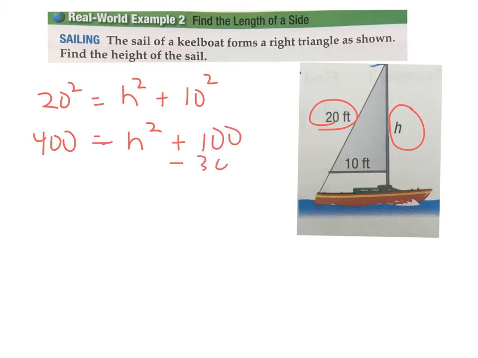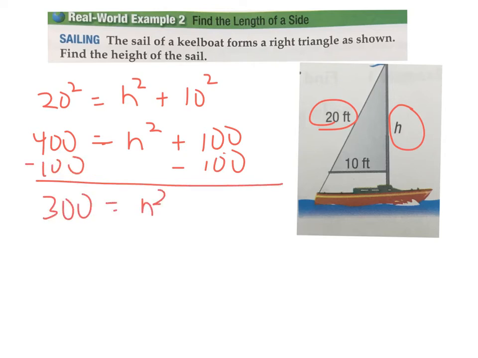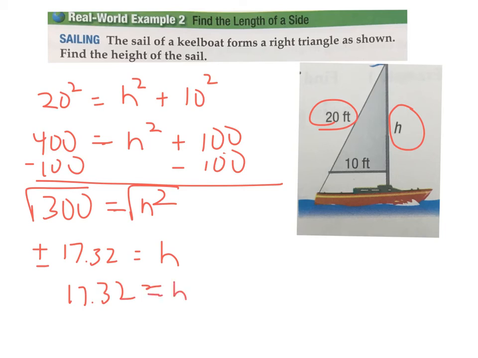To solve for that, I have to get rid of this 100. So I'm going to subtract the 100 on both sides. That gives me 300 equals h squared. And to solve for h, I'm going to take the square root. So we'll have a plus or minus, and it's going to be approximately 17.32 rounded. We only need the positive side of it, so we can get rid of the negative. So it's approximately 17 feet and 0.32, and that's the height.